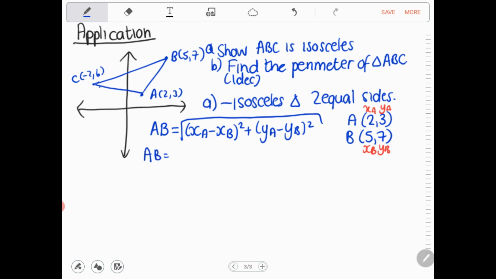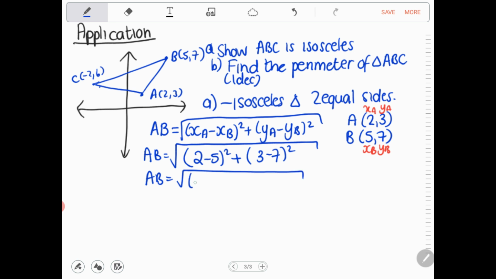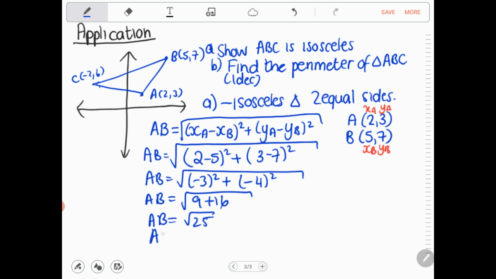Okay, so AB is going to be the square root of, all right, (2 minus 5) squared plus y at A, (3 minus 7) squared. So that's going to be negative 3 squared plus negative 4 squared. Square root of 9 plus 16. And that's going to give you the square root of 25. So AB is equal to 5 units. Okay. Right, now we need to find another side to see if we can find the equal one.